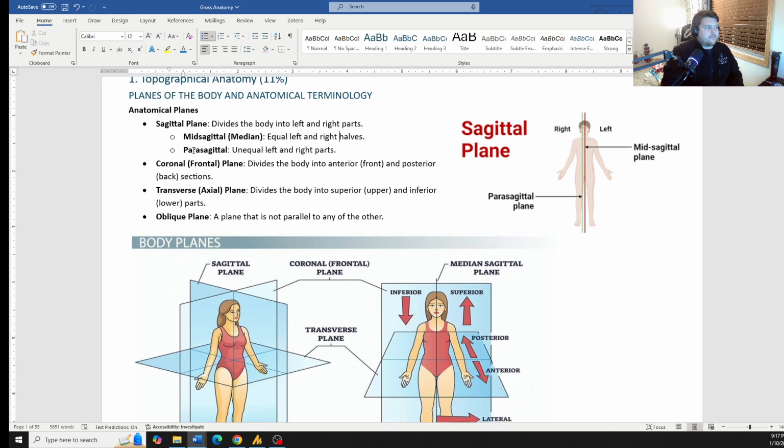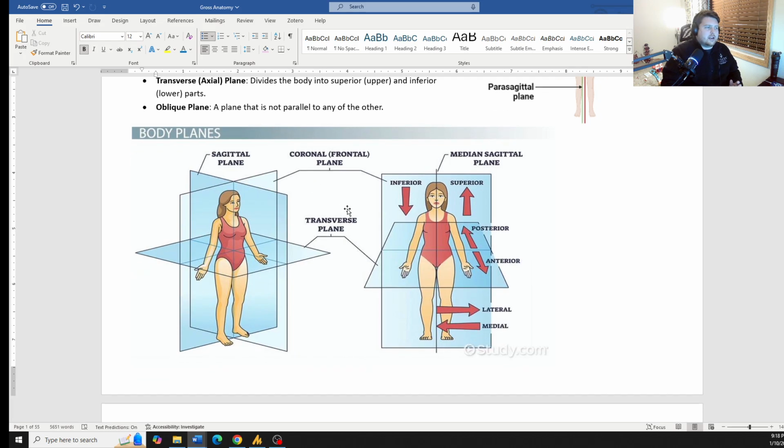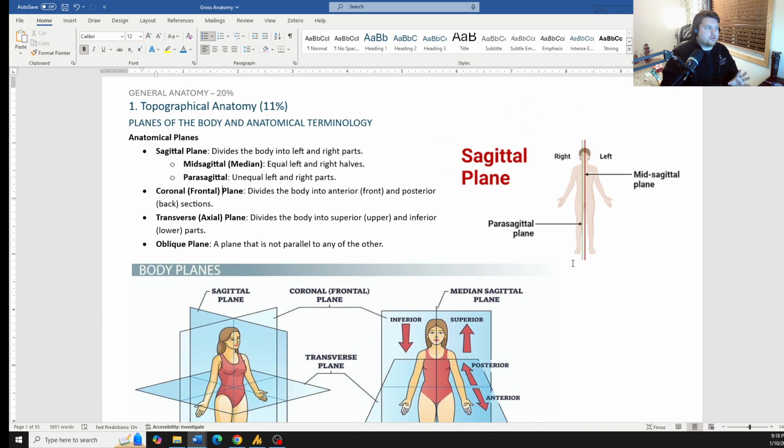There are 4 planes, technically 5 if we count the 2 types of sagittal planes. But what's most important with the planes is understanding where they're located and then connecting them to the specific types of movement. What types of movement happen in each of our planes of motion?